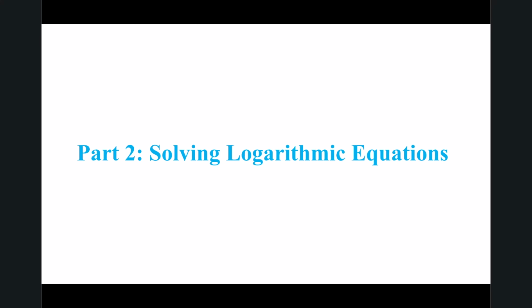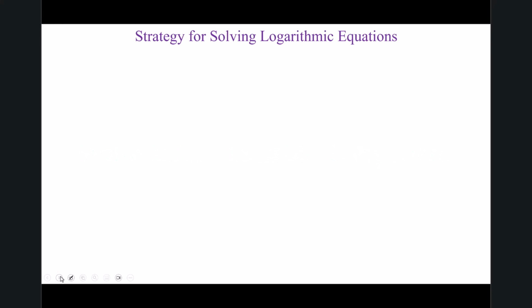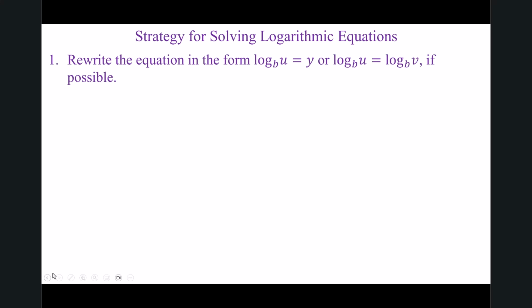Part 2, Solving Logarithmic Equations. Basic strategy for solving logarithmic equations. First, rewrite the equation in the form log base b of u equals y, or if there are two different log expressions, we could write it as log base b of u equals log base b of v. If at all possible, you want it in one of these forms.